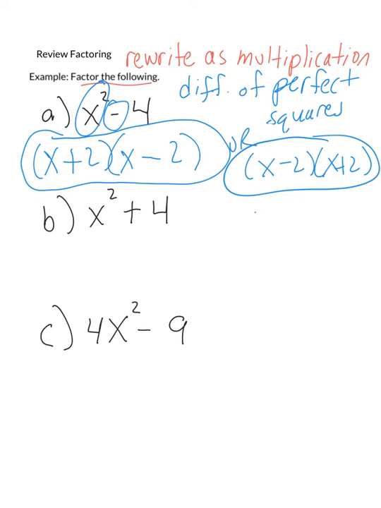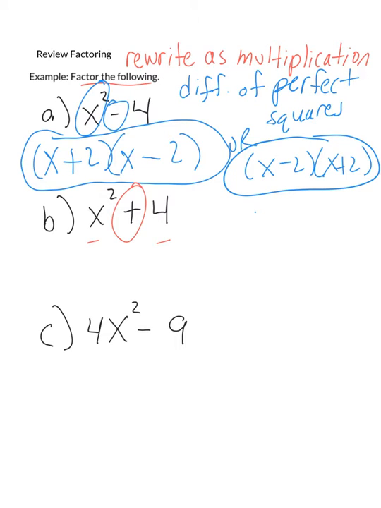Looking at B, B is very similar. We have two terms again. We have x squared and 4, which we just said are perfect squares. However, there's a key difference here. Instead of minus, we have plus. There is no sum of perfect squares rule.